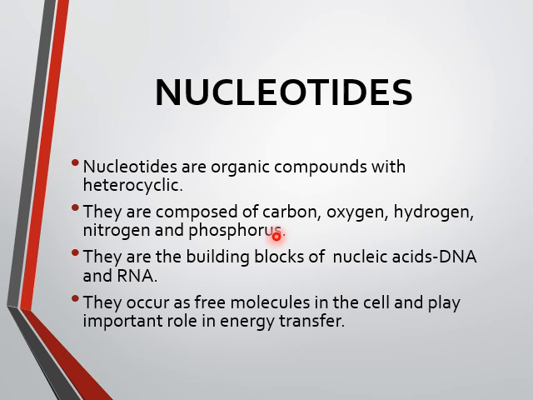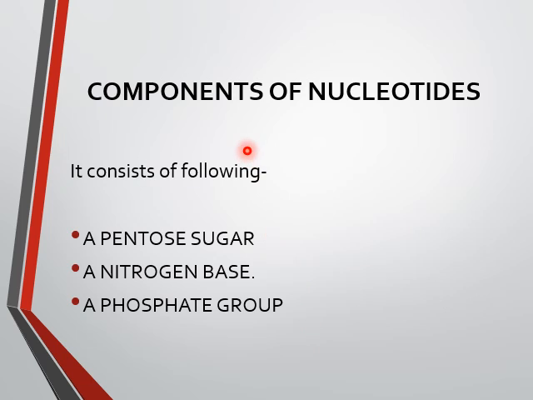So this nucleotide organic compound is composed of 5 elements, that is carbon, oxygen, hydrogen, nitrogen and phosphorus. They are the building blocks of nucleic acids, that is DNA and RNA. They occur as free molecules in the cell and play a very important role in energy transfer. Components of nucleotides. Every nucleotide consists of 3 components.